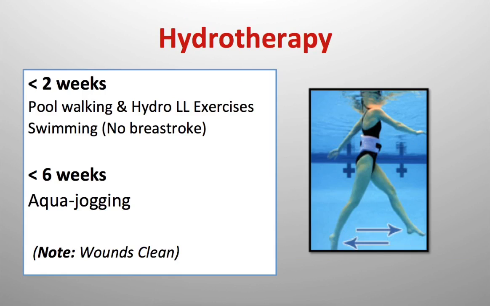Once the stitches are healed and the surgeons have given the all clear, it's the best time to start hydrotherapy. Even simple activities like pole walking and lower limb exercises are encouraged. It's best to avoid breaststroke because of the twisting of the hips. Once they've been weaned off the crutches, they can be started on aqua jogging, which is a great cardiovascular exercise to improve fitness.